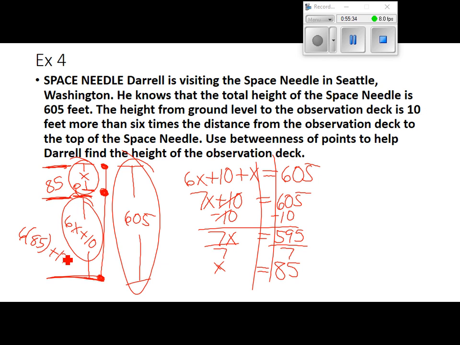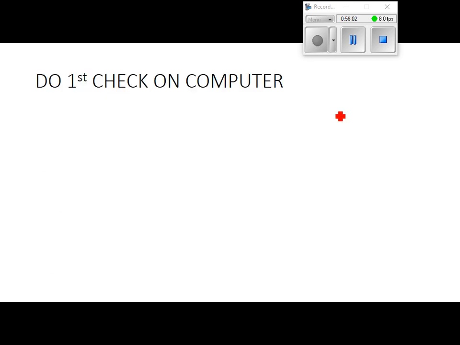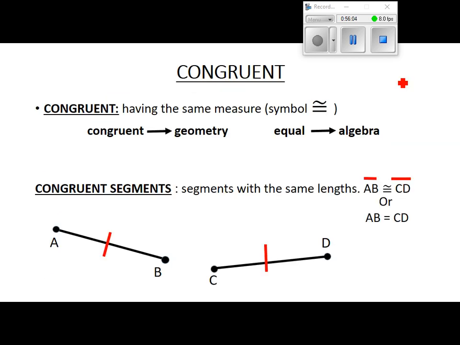What is it? Take 605 and subtract off what? 85. Isn't that easier than plugging this in and doing that hard multiplication there? Probably so. What is it? 5. So how far is Daryl off the ground? 520. 520 feet. Is it safe? I think. Yeah, it's 520 feet. That's a lot. You definitely splat.